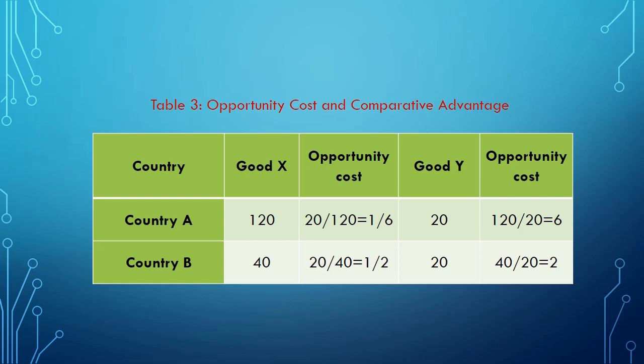So country A will specialize in producing good X, and country B will specialize in producing good Y.